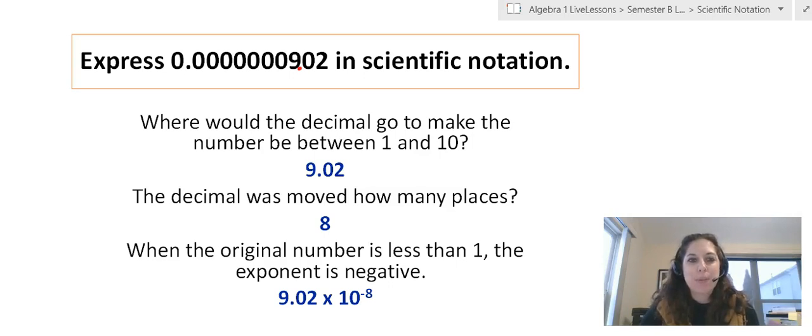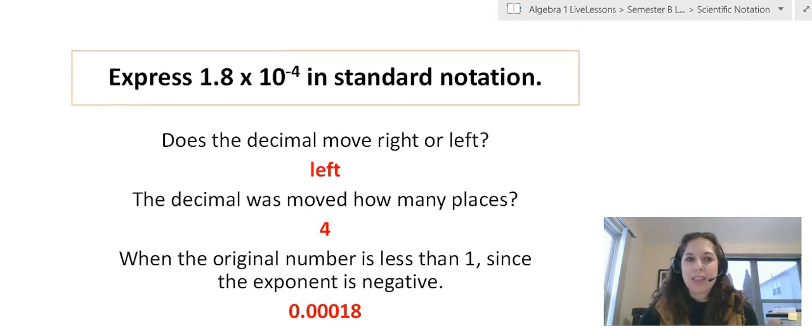Next then, how many place values did I move it? Well, let's see. I'm going to move 1, 2, 3, 4, 5, 6, 7, 8. So when I write this, it's going to be 9.02 times 10 to the negative 8, and my exponent is negative because remember I have a small number that I'm writing in scientific notation, so I know it's going to be a negative exponent.